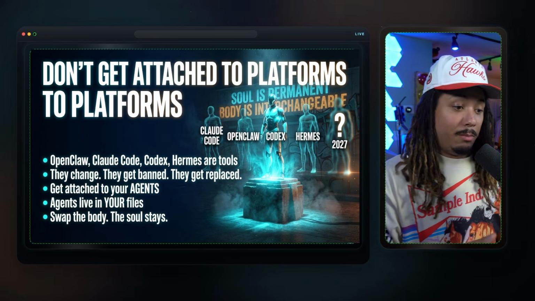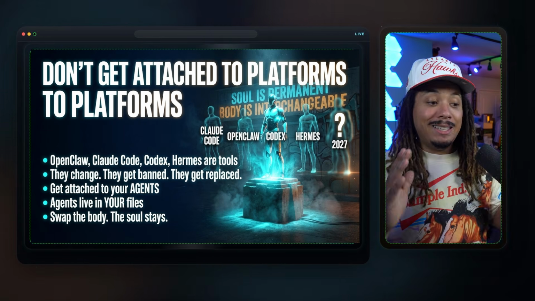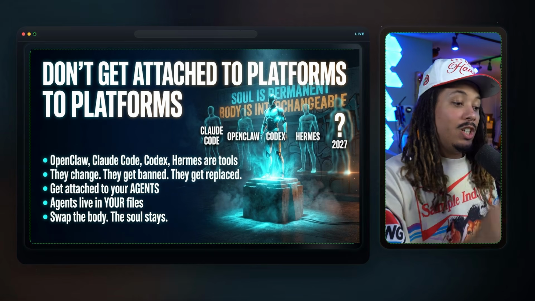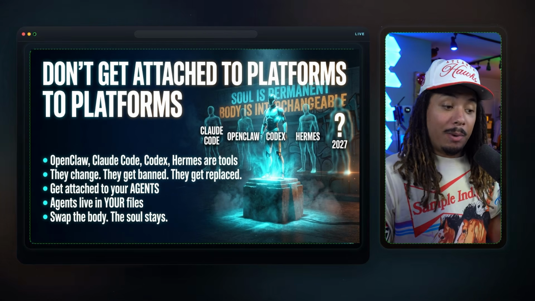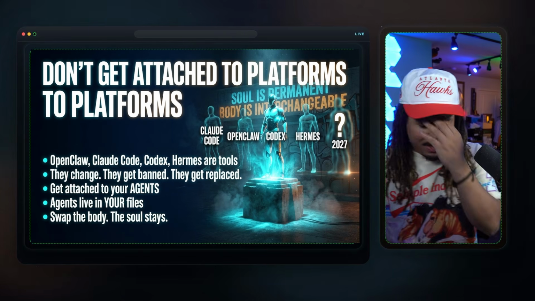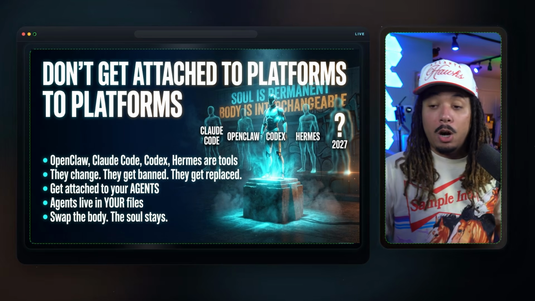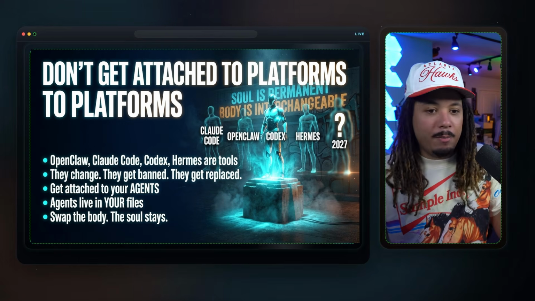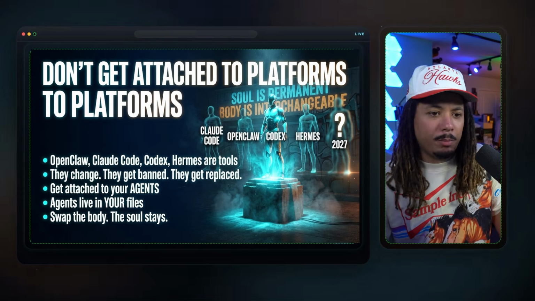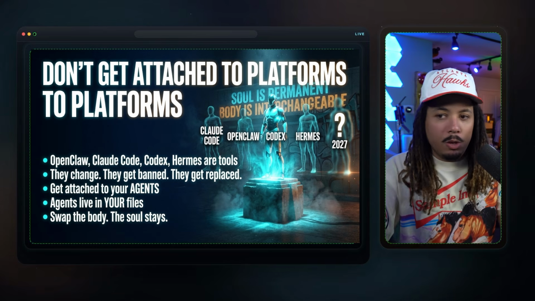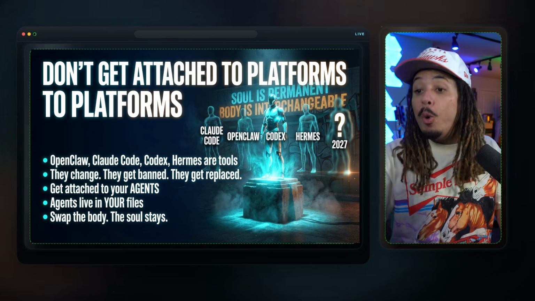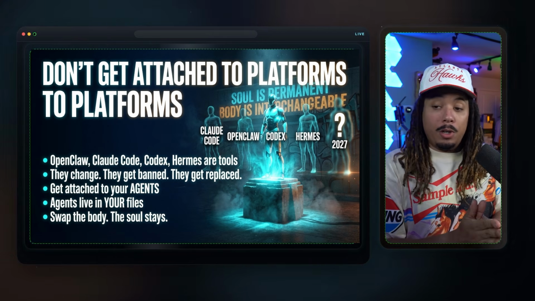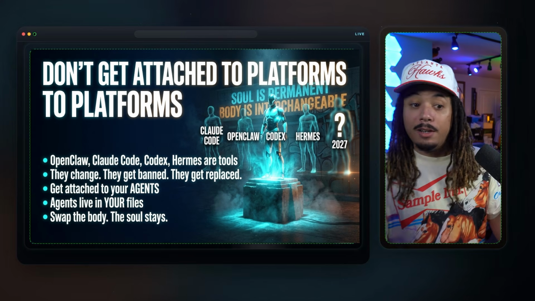They'll get banned. Some things will get moved along or replaced. Get attached to your agents. Your agents live in your files. They swap the body, the soul stays. And what I mean by that is, when I came in, OpenClaw was it, and then Hermes is around. Now everybody's on the Hermes and everybody's saying they replaced OpenClaw with Hermes. And some people moved from Claude Code to OpenClaw. I'm moving from OpenClaw to Claude Code and Hermes and using OpenClaw.